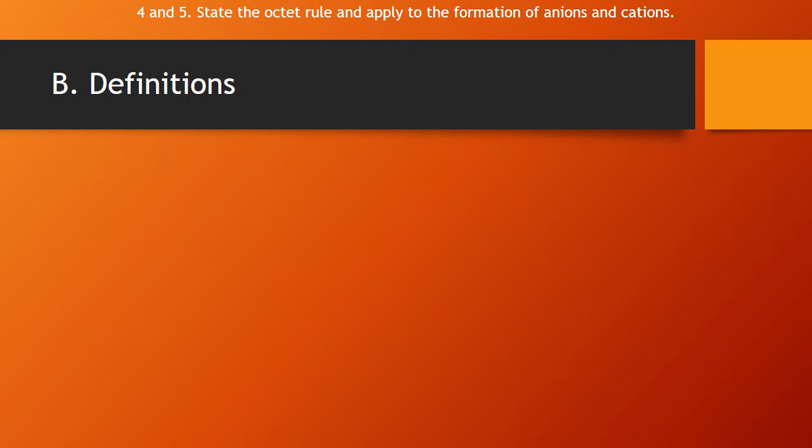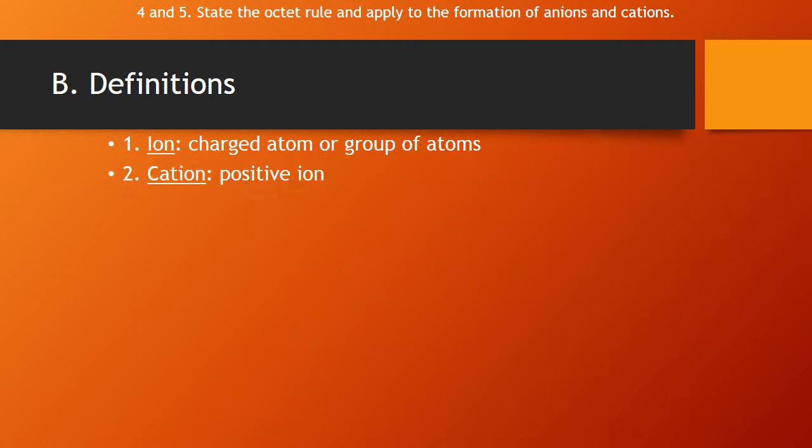Let's look at some definitions here. First of all, the definition of an ion. An ion is simply any charged atom or group of atoms. A cation is more specific. That is a positively charged ion. Whereas an anion is the opposite. It's a negatively charged ion.